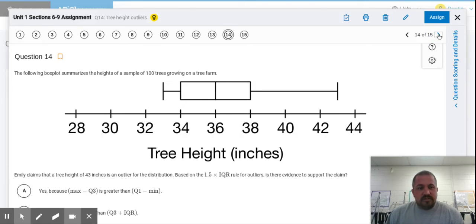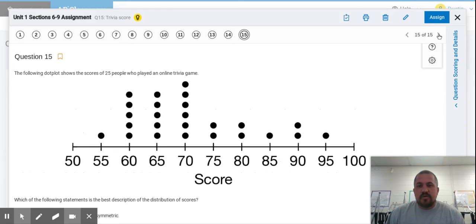And then we move to the last question, which is question number 15. We have a dot plot, and we want to talk about the distribution of this dot plot. What's the shape? What does it look like? What is our distribution? So answer these questions again, just like yesterday on the AP Classroom.